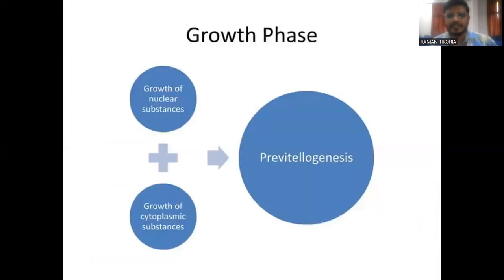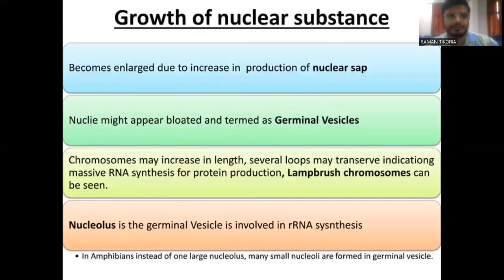First, as I explained, pre-vitellogenesis consists of growth of both nuclear as well as cytoplasmic substances. First, we explain growth of nuclear substance. The nucleus becomes enlarged. Why? Because of the increase in the production of nuclear sap. Basically, a change in the structure takes place. Nuclei might appear bloated and are termed germinal vesicles.